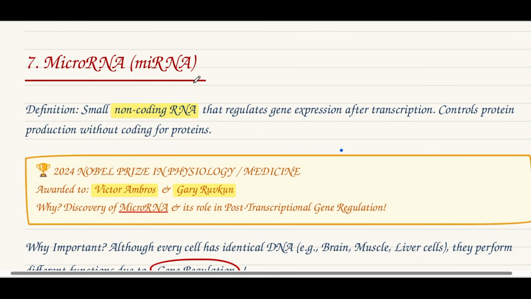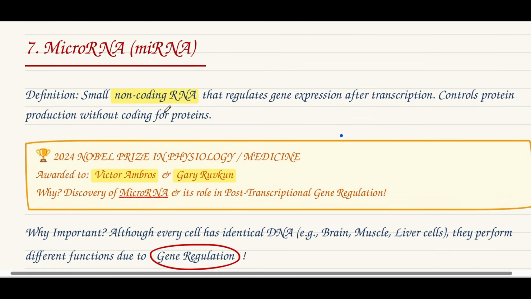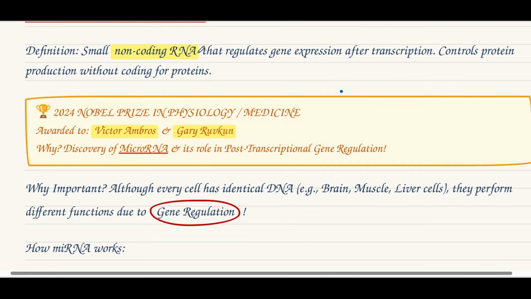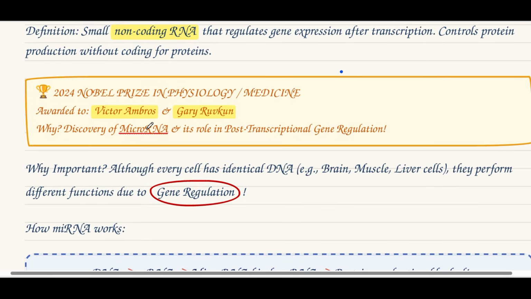Now microRNA is a small non-coding RNA that regulates gene expression after transcription. It regulates gene expression after transcription and controls protein production without coding for proteins. It helps in the formation of proteins without coding for the protein. It controls protein production. That's it.